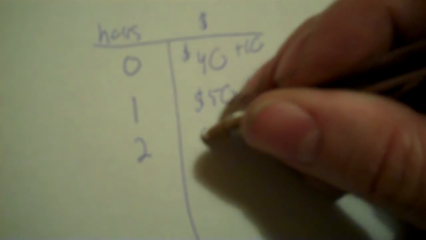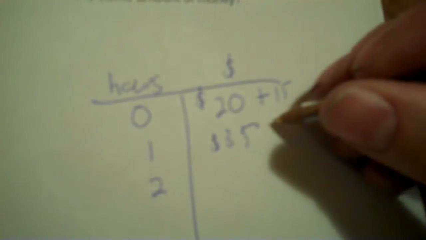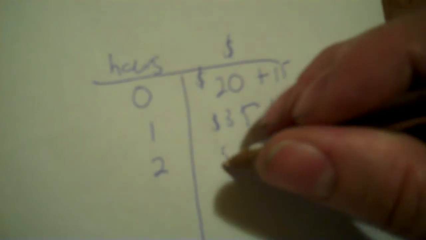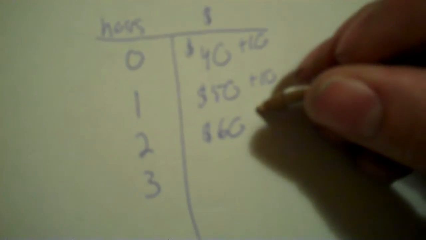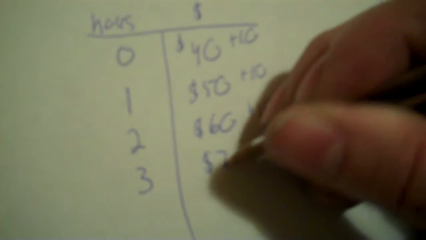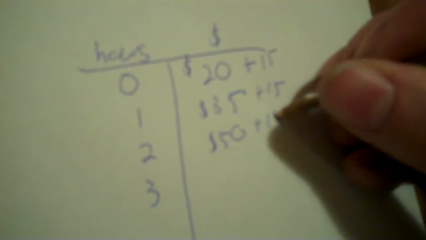2 hours, add 10 again. That's 60. For this guy, 2 hours, you add 15 again. And 35 plus 15 is 50. So are they the same? Nope, 60 and 50, they're off. You'll find it quicker than you think. Add 10, you're at 70. And then add 15. 50 plus 15 is 65.